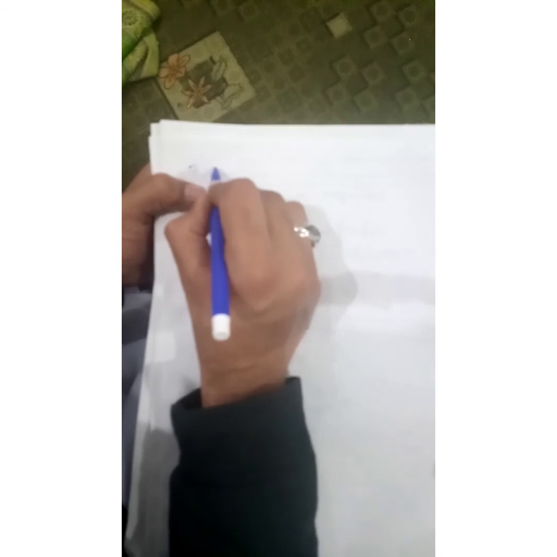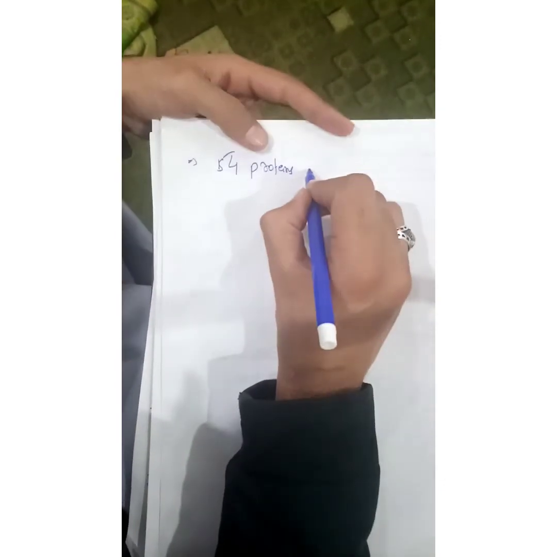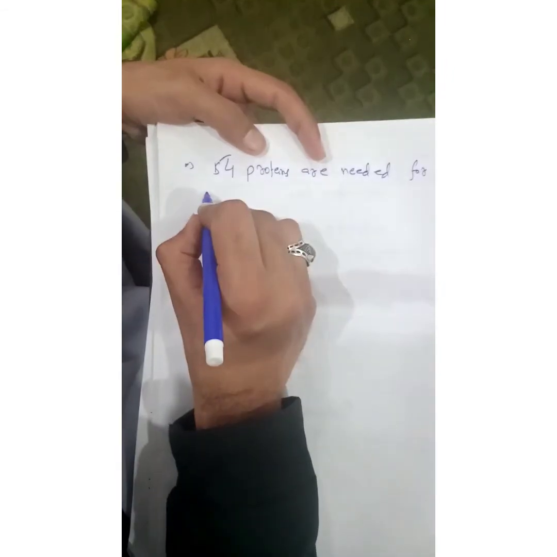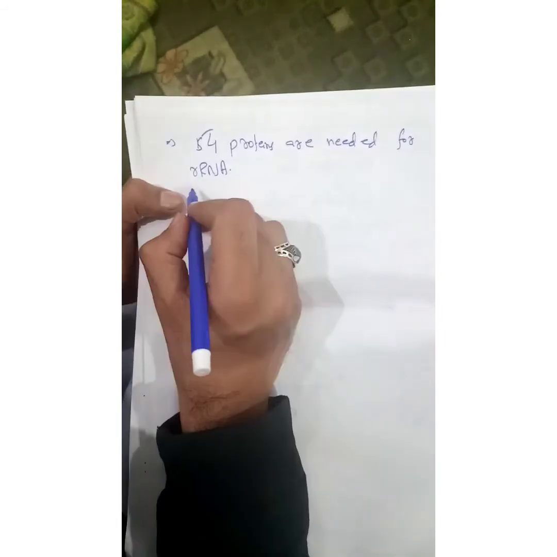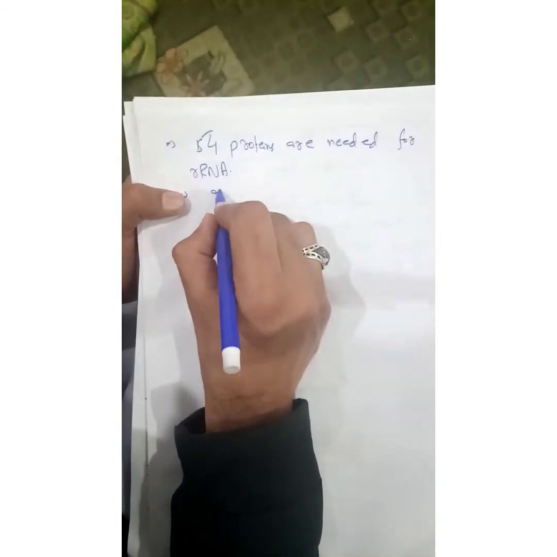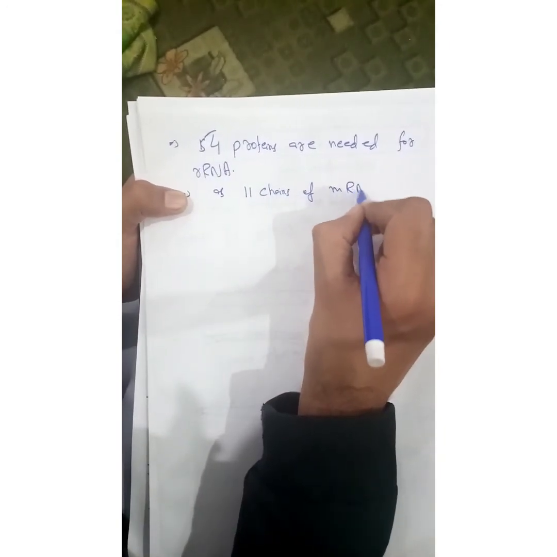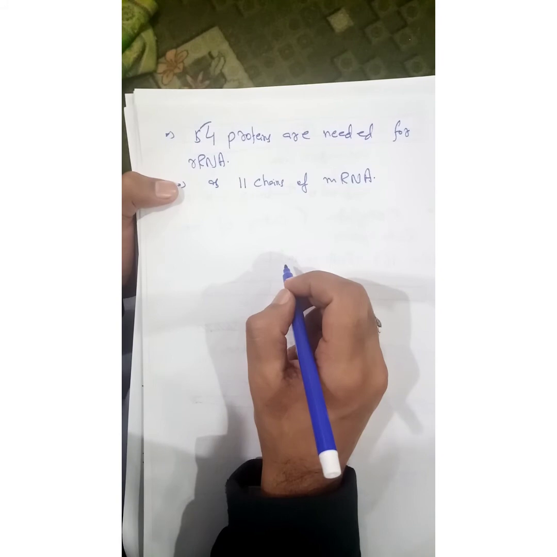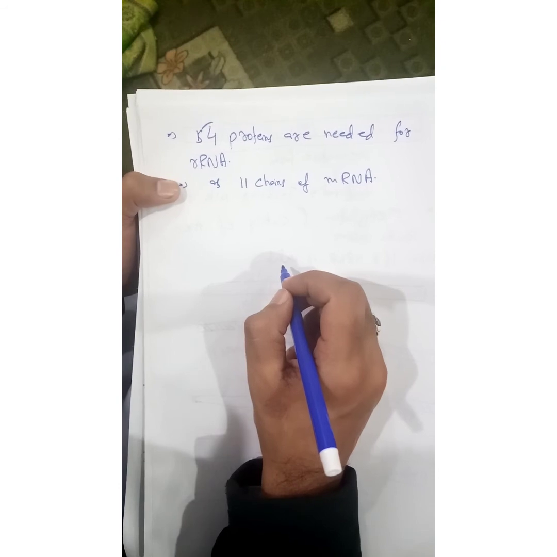For example, there are a total of 54 proteins needed for ribosomal RNA to form mature ribosomes. But all of these 54 proteins are formed from 11 chains of messenger RNA. So the messenger RNAs tend to be polycistronic, and polycistronic means several proteins in a single messenger RNA molecule.